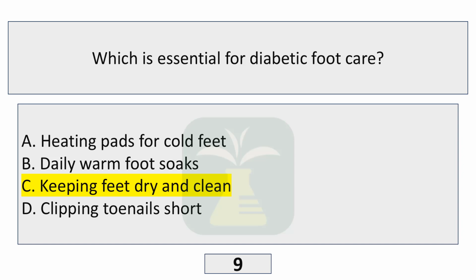Correct answer, C. Keeping feet dry and clean. Diabetic neuropathy increases infection risk. Clean, dry feet prevent skin breakdown.